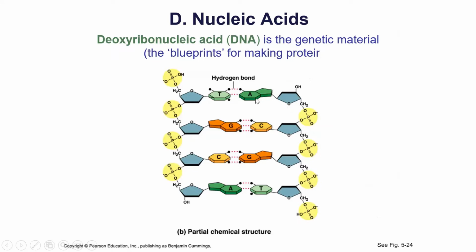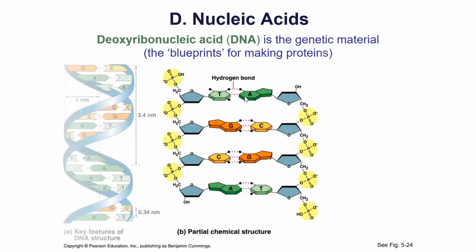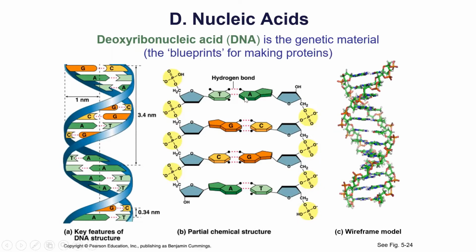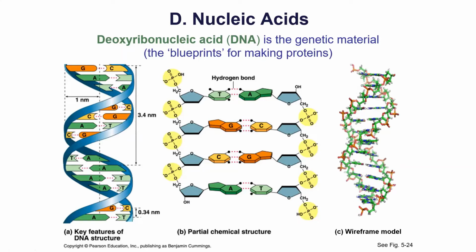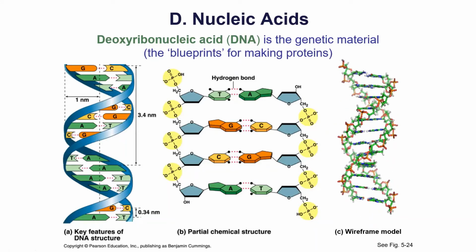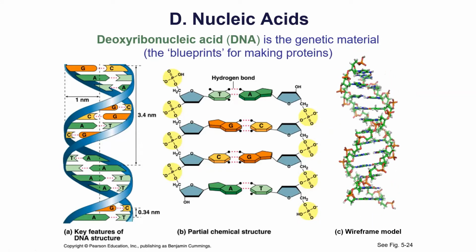So DNA is a double-stranded polynucleotide. Sometimes it's called the double helix because it forms kind of a helical structure. Do not get that mixed up with an alpha helix that we saw in the protein structure.